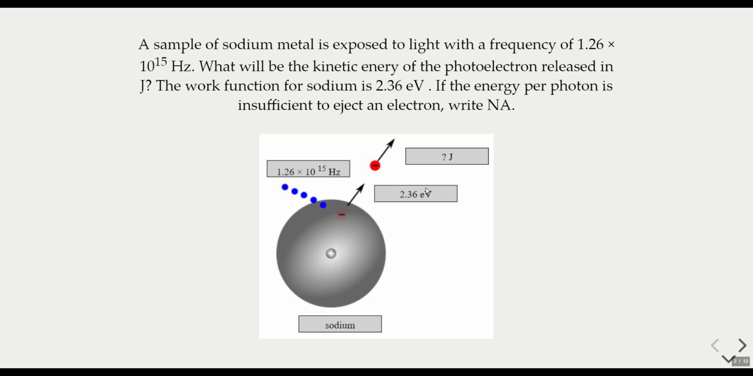Figure out how much energy these electron volts are in joules, and then just subtract the numbers to make sure we have enough energy left over to have some in the form of kinetic energy. And if it turns out that this 2.36 electron volts is greater than the number we come in with, we'll say NA, meaning we can't talk about any kinetic energy of the electron ejected because it's not ejected. All right, let's go to it.